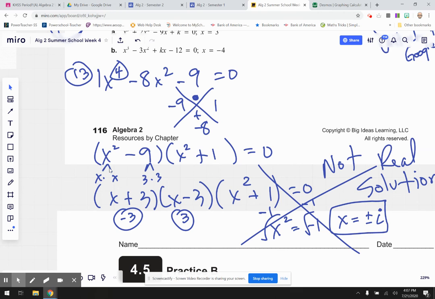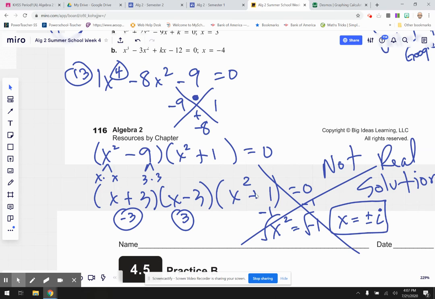X squared minus 9 is a difference of two perfect squares. X squared is x times x. 9 is 3 times 3. X plus 3, x minus 3. So negative 3, positive 3 would be your two answers there.